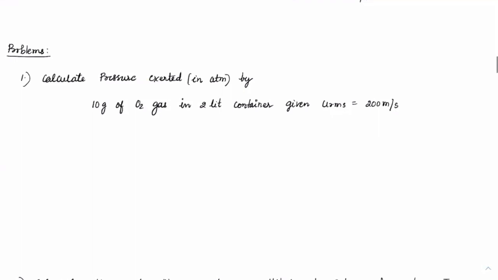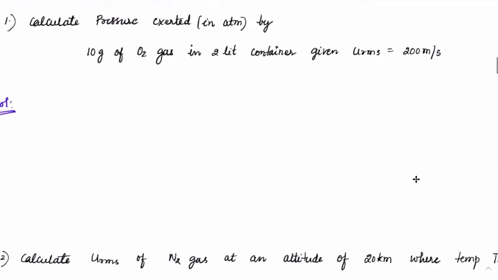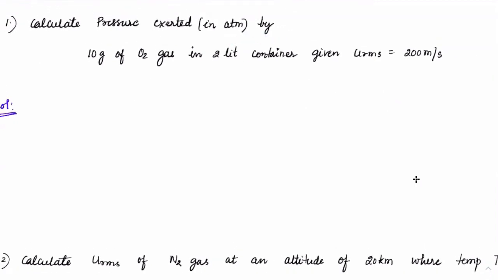Now, what are the types of problems we will get? Let's see what problems we usually face. For instance, if you have a simple question like this: calculate the pressure exerted in atm by 10 grams of O2 in a 2 liter container, given URMS is 200 meters per second. See, for pressure, all we know is that PV is equal to 1 by 3 m n c square. This is what we know. I can write this as c square, or originally how it was, which is u bar square.